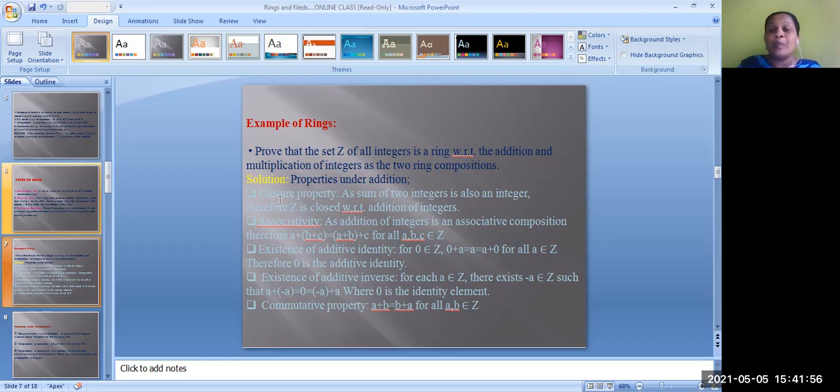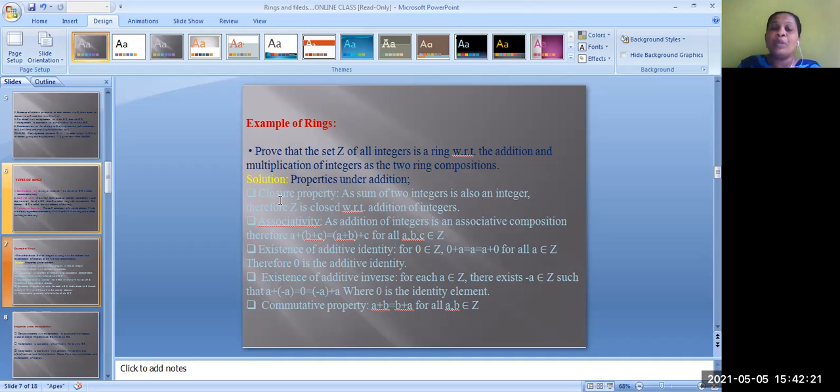Next, the associative property. As addition of integers is an associative composition, a plus b plus c is equal to a plus b plus c for all a, b, c belonging to the set. So whenever we take three integers, they will satisfy the associative property with respect to addition.